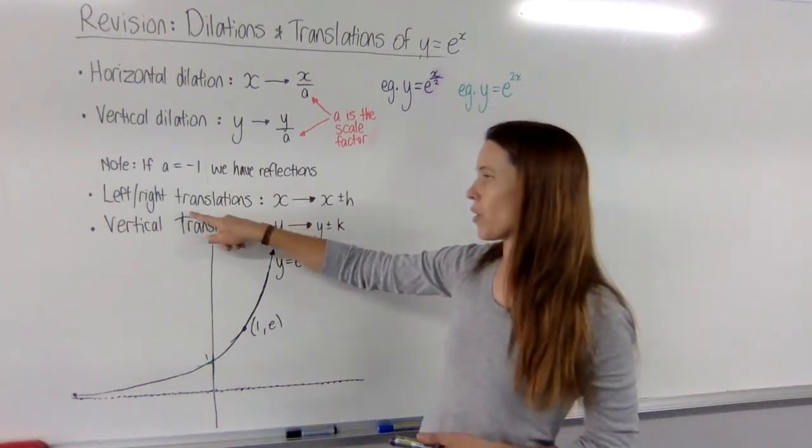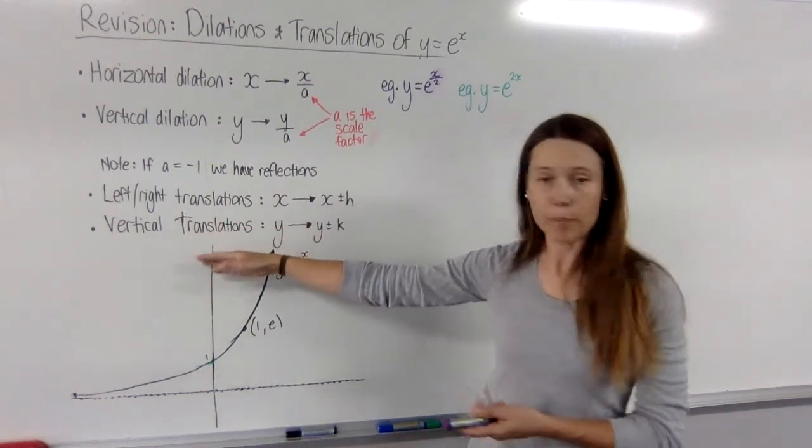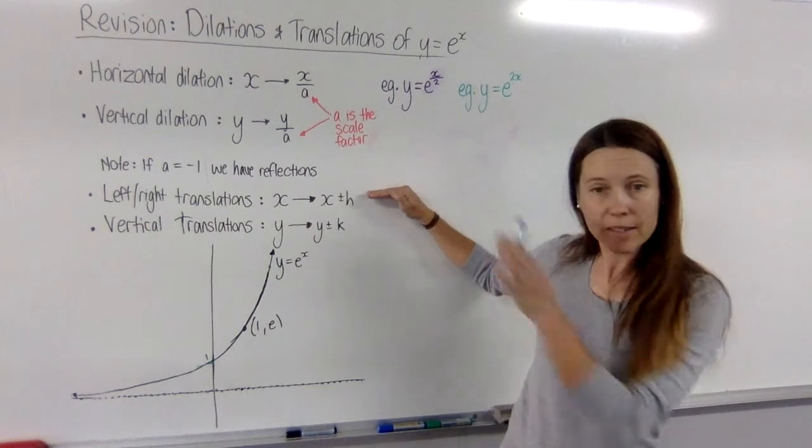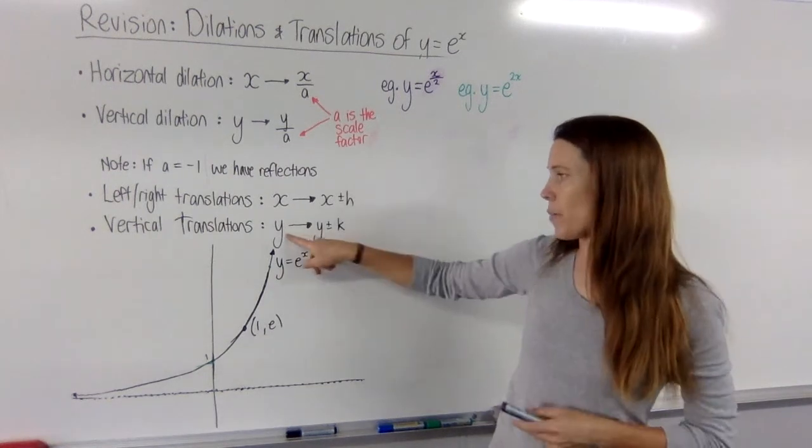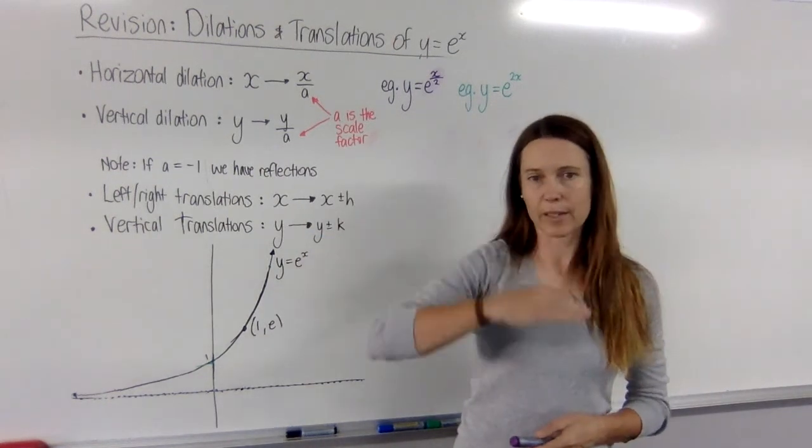We can also move curves left or right or up or down by just replacing x by x plus or minus something, or replacing y with y plus or minus something.